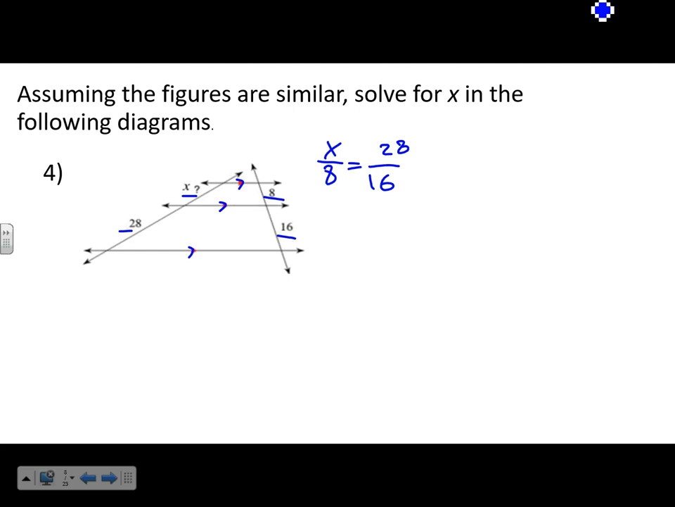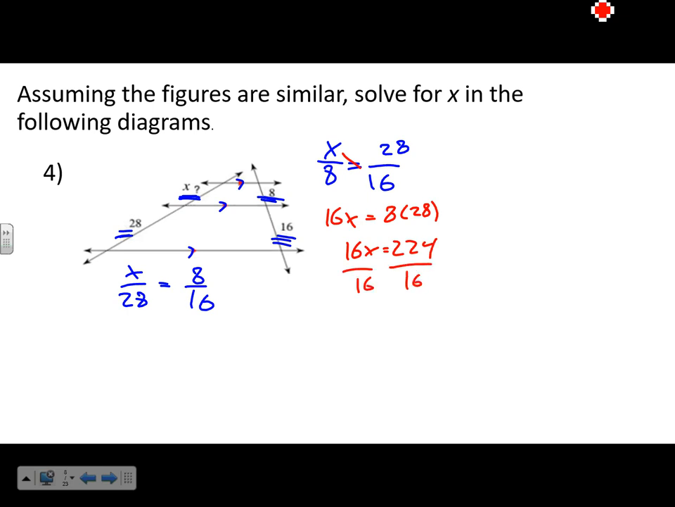Again, there's several other ways to do that. You could do x over 28 is equal to 8 over 16. So this one over this one, this one over this one. Doesn't make any difference. When you cross multiply, you're going to get the same answer. So whatever you want to do, x times 16, apologies, is equal to 8 times 28. That ends up giving you x is equal to 14.